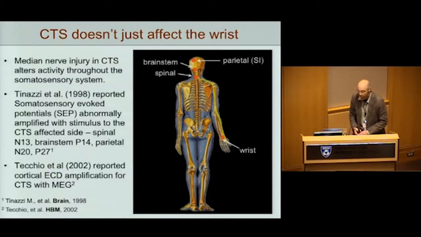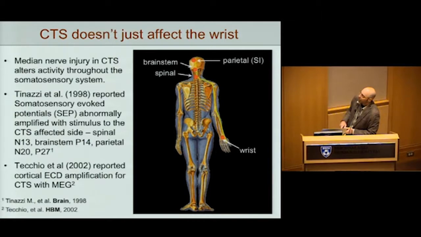So importantly, CTS, we know, doesn't just affect the wrist. There was a series of evoked potential studies, dating back to the late 1990s and the early 2000s, that found that there was amplification and altered evoked potentials all up the somatosensory chain: in the spinal pickups, in the brainstem, and even in the parietal cortex. These were EEG studies, and they were the inspiration for the work that we were doing with functional MRI.